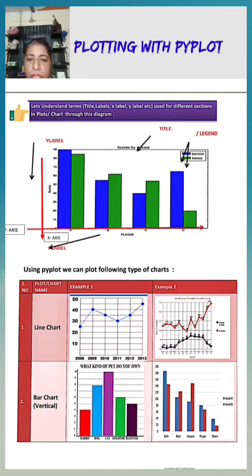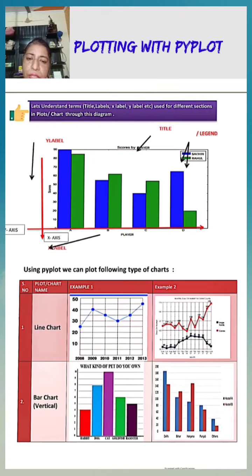Labels help us to understand what the axes represent. On the y-axis we have used scores, on the x-axis players, and you can see at the top of the graph there is a title, scores by the players. Clear? The y-axis label is there, and one more thing you can see, the legend is there.